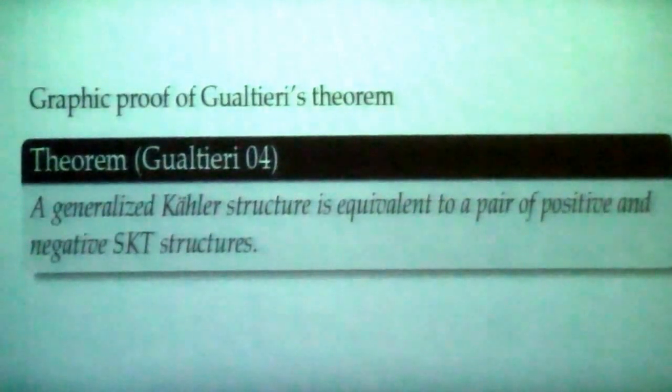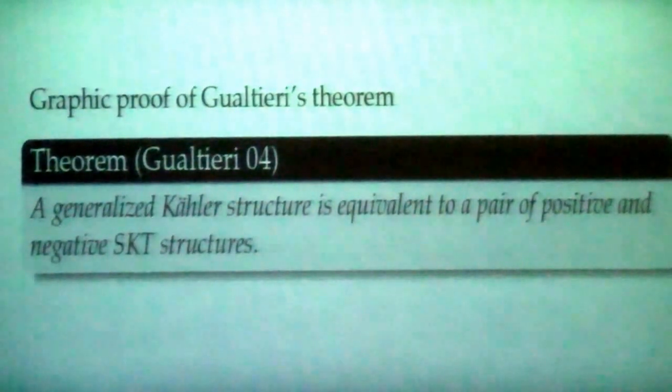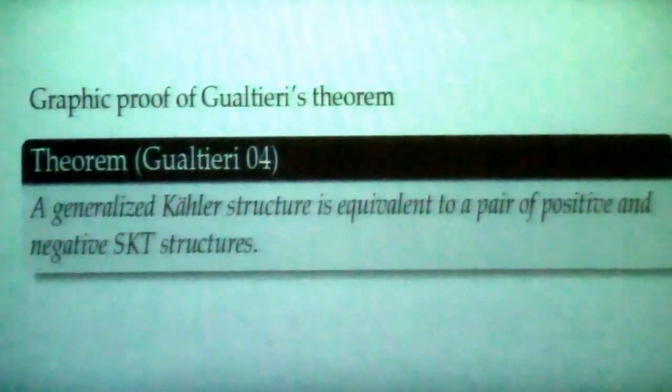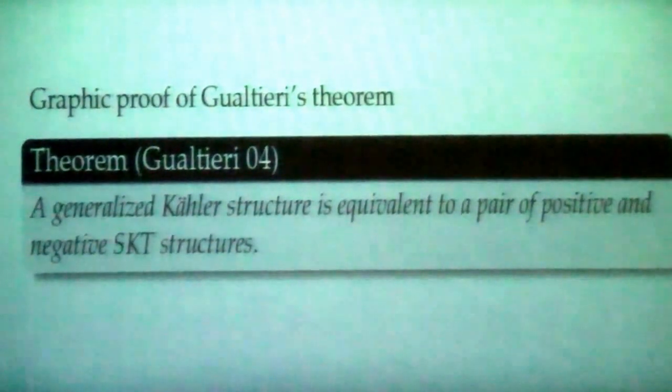So this is a pictorial, a graphic proof of Gualtieri's theorem from his thesis, that if you have a pair of SKT structures, a positive and a negative, you actually have a generalized Kähler structure. Okay.